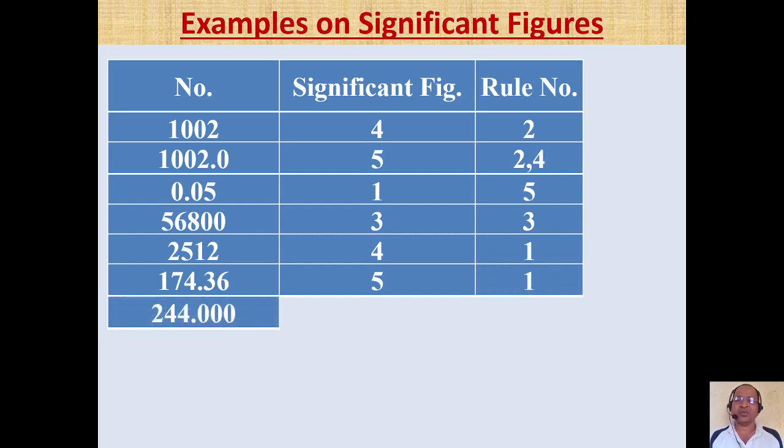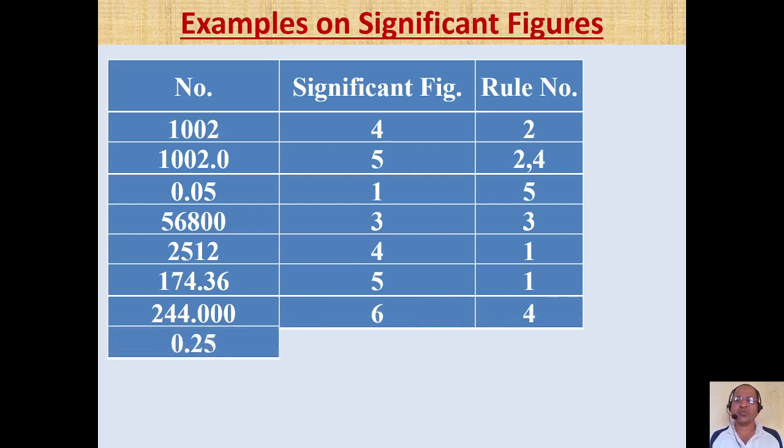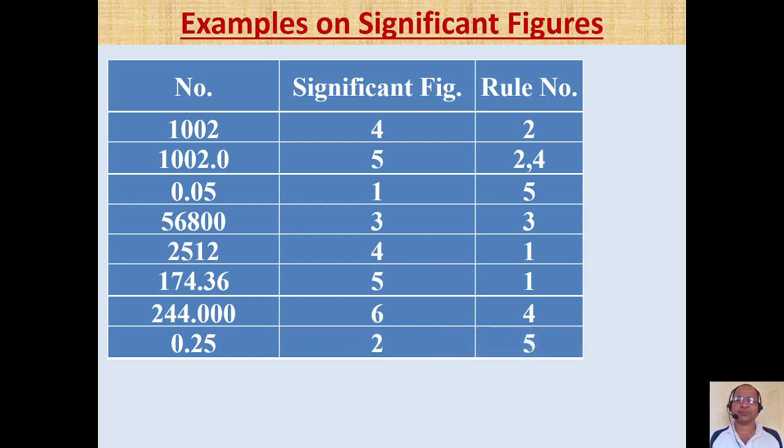Another example, 244.000. So these are terminal zeros with decimal which are significant. So all the digits are significant. So such an example has 6 significant figures, and we have applied rule number 4 here. Next example 0.25, which is less than 1. So the first 0 before the non-zero digit 2 is not significant. So 0.25 has 2 significant figures, and we have applied rule number 5 here.